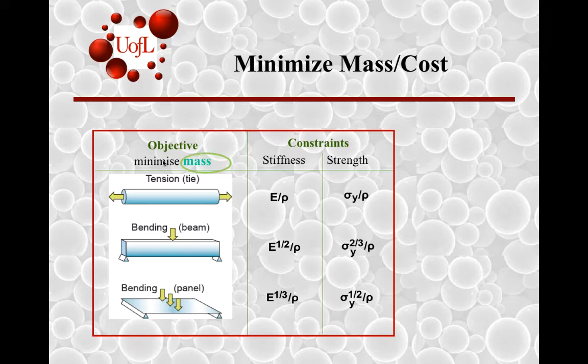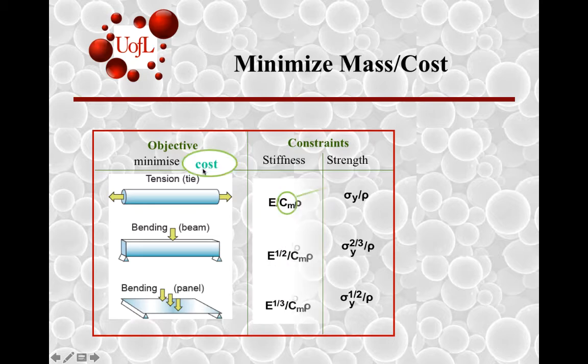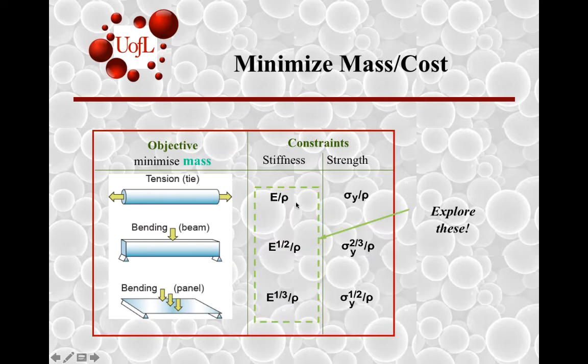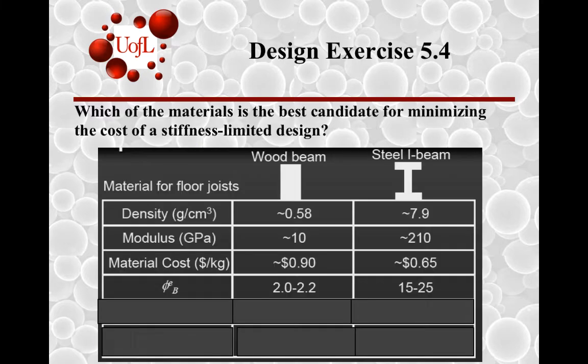Instead of the objective function of minimizing mass, you could minimize cost as well. And the way the material index then changes for minimizing cost as the objective, for a stiffness limited design, the denominator gets modified by the introduction of cost unit, right? Cost per unit mass. Let's try to explore this term, particularly for estimating a material index to minimize cost for this situation over here. In this particular case, we will look at a couple of different options.